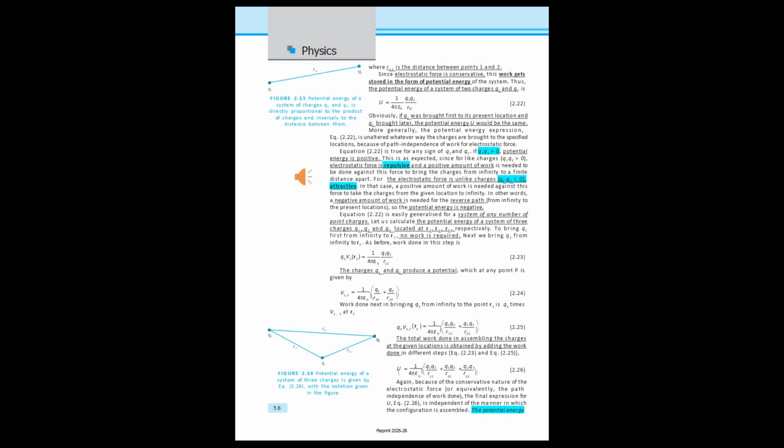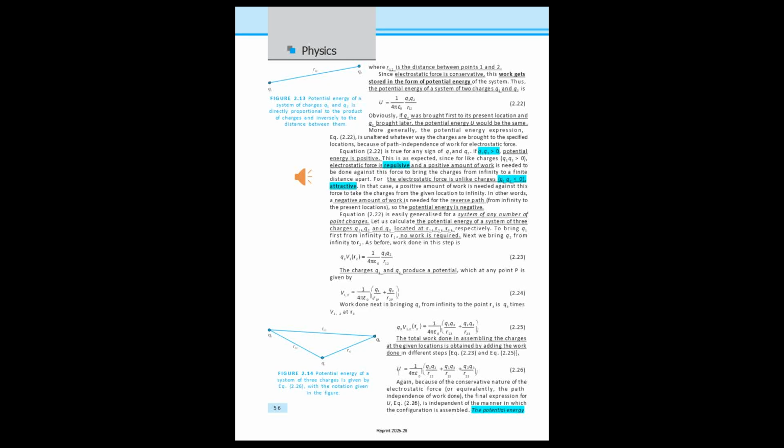Q3 V12 at R3 is equal to 1 by 4 pi epsilon naught, Q1 Q3 by R13 plus Q2 Q3 by R23. The total work done in assembling the charges at the given locations is obtained by adding the work done in different steps. That is equation 2.23 and equation 2.25. So U is given by 1 by 4 pi epsilon naught, Q1 Q2 by R12 plus Q1 Q3 by R13 plus Q2 Q3 by R23.